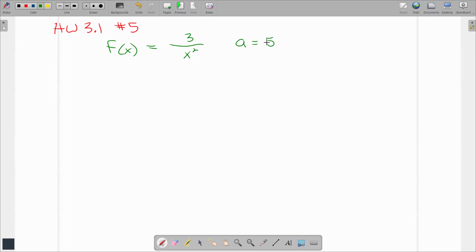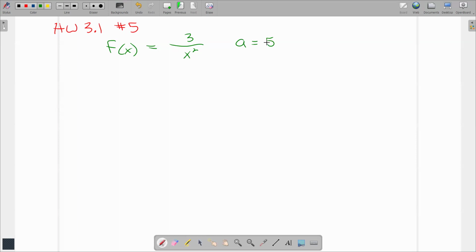And I think this version didn't say to use the h method or the x minus a method. Does anybody want me to pick one for them? What do you want to try? Do it different. The h method, or you can't use shortcuts. You've got to use the limit.